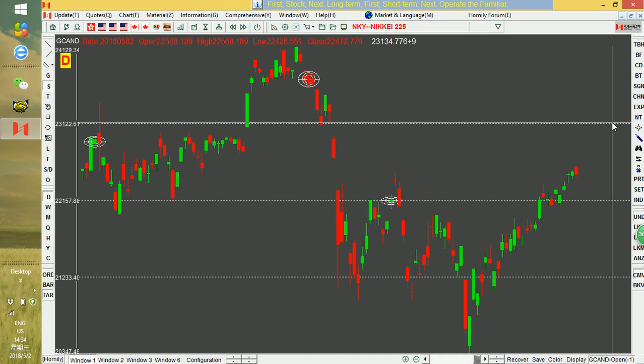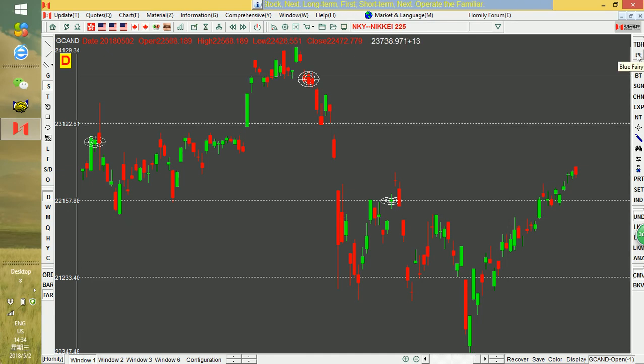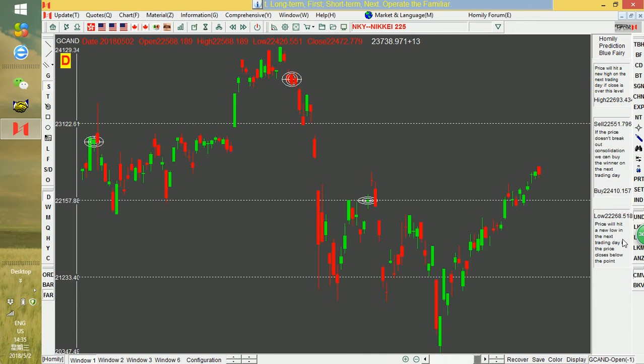Let's have another one. That's the blue fairy. The blue fairy tells you the working area of the price of this stock tomorrow. So you will know the price is going to work between this buy point and this sell point.